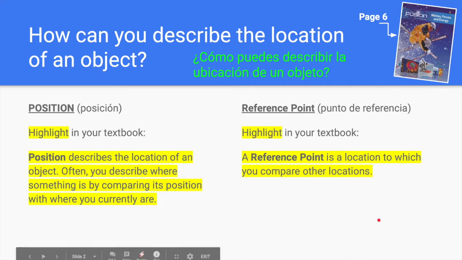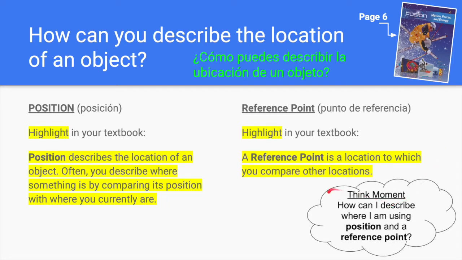So for example, if I were to ask someone where the garbage can in the classroom is, they're going to think of some reference points like it's to the right of Miss Kreeb's desk or something like that. So my question is, for our think moment, how can I describe where I am using position and a reference point? So take a moment, look around you, think of some reference points so that if someone were to ask, where are you? You can say your position and some reference points to describe your location.